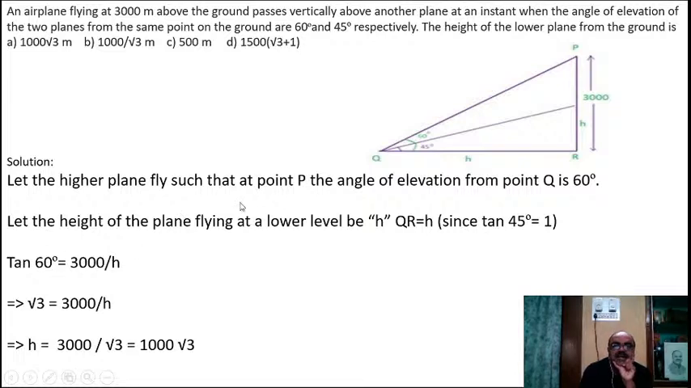Now we need to take the relationship like this. Tan 60. Tan 60 is how much? Opposite by adjacent. Now friends, as I said in the previous concept, same thing. This is 45, this will be 45. So this is h, this is h. Both are same. This distance is also h.